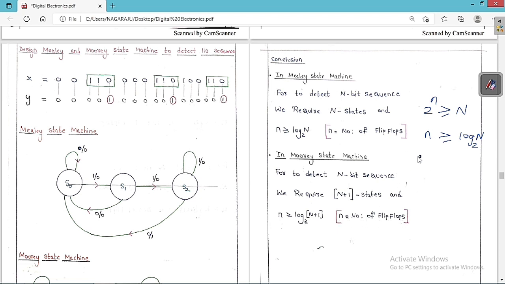Same concept we have to apply. In a Mealy state machine, in order to detect the N-bit sequence, we require N plus 1 states. If small n is the number of flip-flops, then 2 to the power of n is the total number of states, which should always be greater than or equal to N plus 1. If you simplify, we get n is greater than or equal to log of N plus 1 base 2.